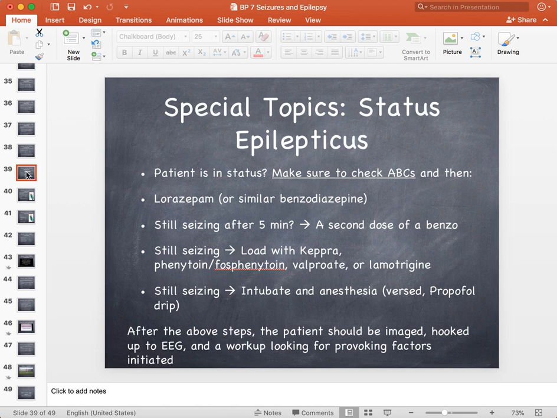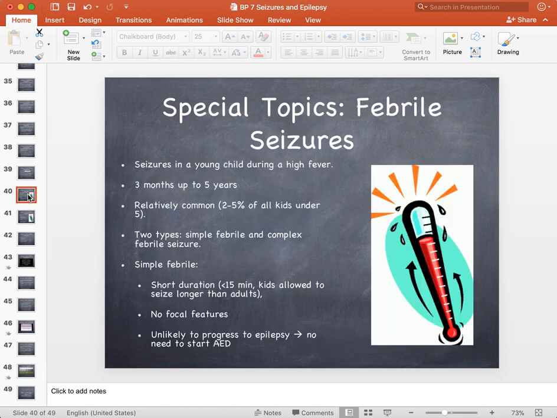If the patient is still seizing after that load, then you actually intubate that patient and you anesthetize them. So that's Versed, which is a benzo, or propofol, where you're essentially inducing a coma, for lack of a better term. After all that happens, you image the patient, you hook them up to an EEG, and you start a very big workup looking for any kind of provoking factor. Toxicities, infections, those sorts of things.